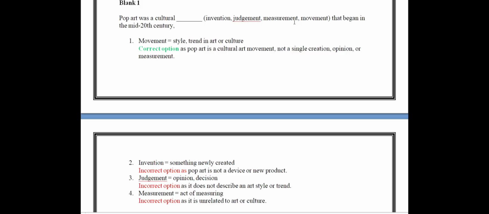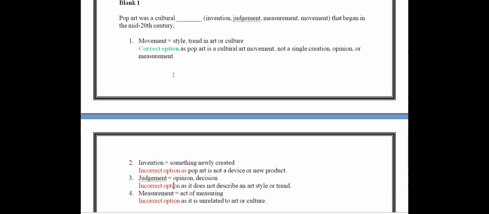These are the nouns that began in the mid 20th century. Movement is a style or trend in art or culture. So that becomes our correct option, as pop art is a cultural art movement, not a single creation, opinion or measurement. Very nice. Now, what about the other words?